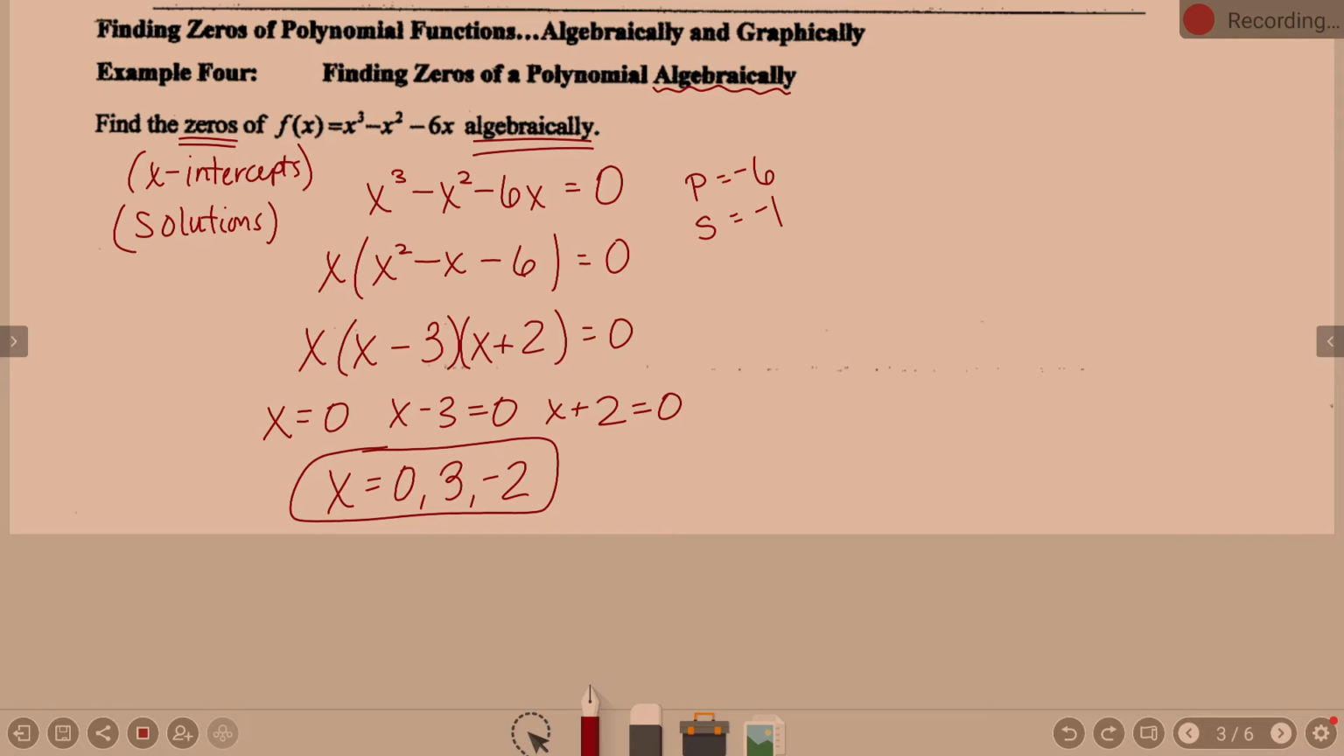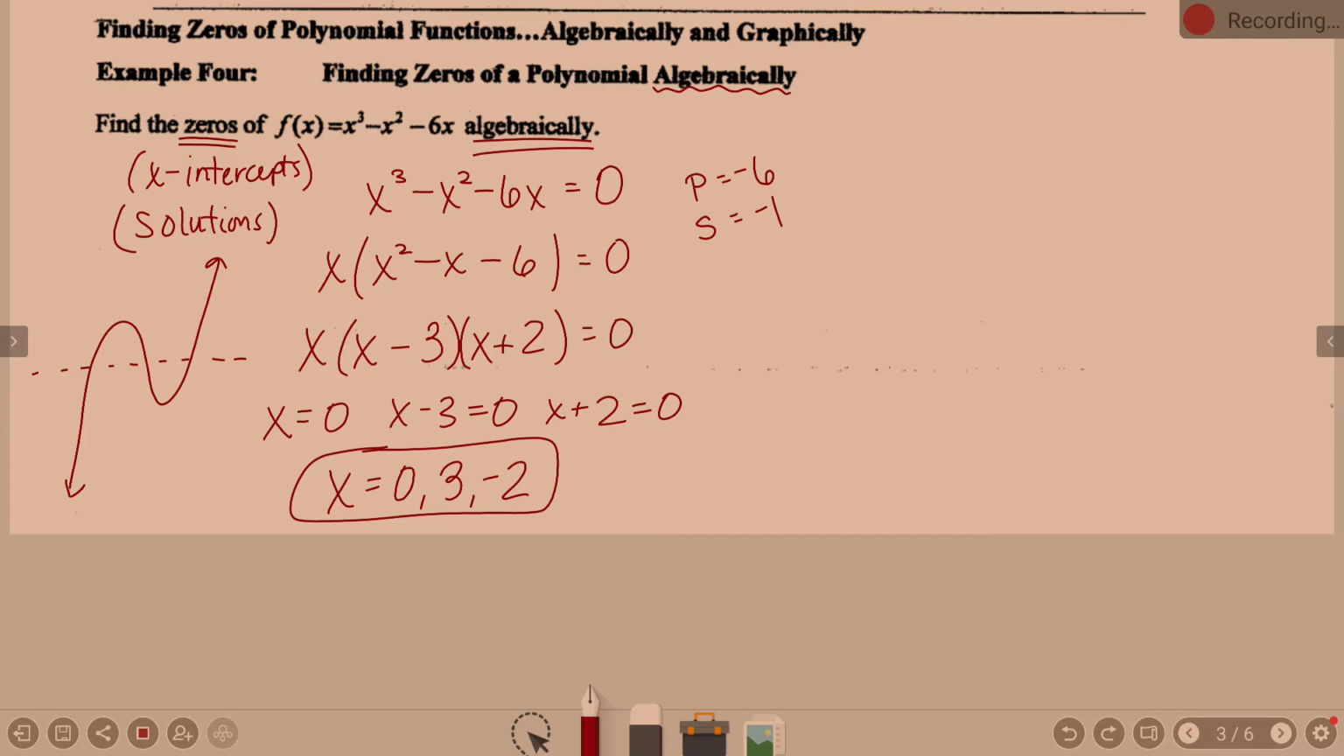Okay, now, if we were to graph this, what do we know about our graph right now? These are the x-intercepts, right? So my graph is going to cross the x-axis at 0, at 3, and at -2. Make sense? If this is a cubic, that means this graph is going to look something like that, and your x-axis is going through the center, right?